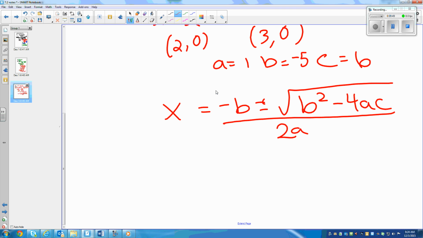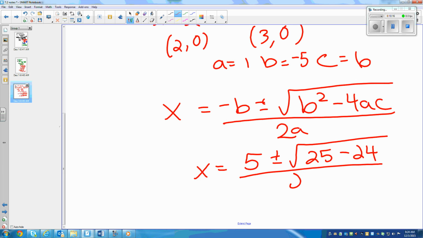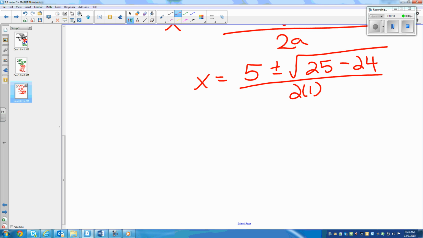Plug and chug is basically all you have to do. We get x is equal to negative and negative 5, so positive 5 plus or minus the square root of negative 5 squared. So that's 25 minus 4 times A, 4 times 1 is 4, times C is 6. 4 times 6 is 24, right? So minus 24, all divided by 2 times 1. This gives me x is equal to 5 plus or minus the square root of 1, all divided by 2.